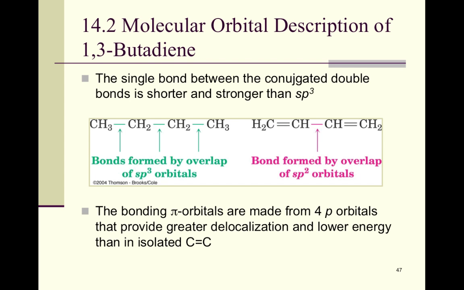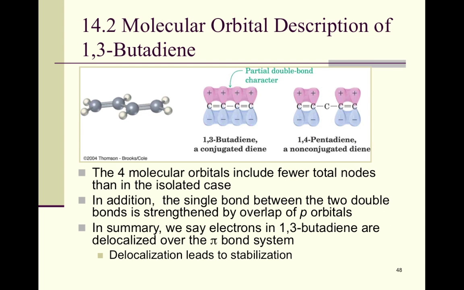Looking at the molecular orbital description of 1,3-butadiene. The single bond between the conjugated double bonds is shorter and stronger than an sp3 bond. The bonding pi orbitals are made from 4 p orbitals that provide greater delocalization and lower energy than an isolated carbon-carbon double bond. The 4 molecular orbitals include fewer total nodes than in the isolated case. In addition, the single bond between the two double bonds is strengthened by the overlap of the p orbitals. In summary, we say electrons in 1,3-butadiene are delocalized over the entire pi bond system, and delocalization leads to stabilization.